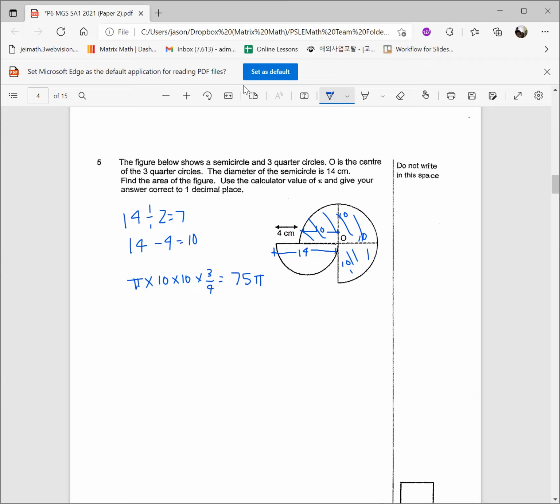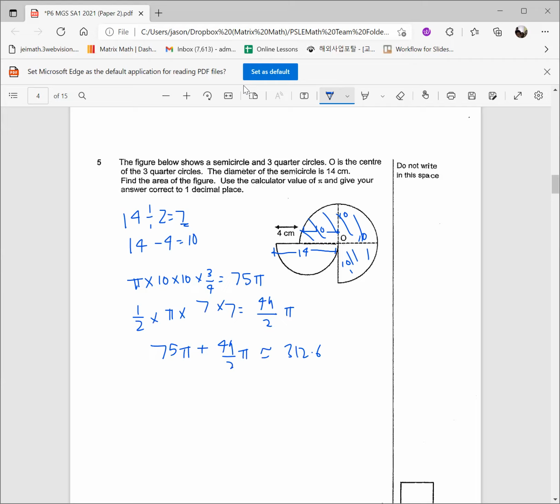Okay, continue. So the semicircle radius will be 7, which is calculated here. So half times pi times 7 times 7, that will give you the area of the semicircle, 49 over 2 pi. And then put together, you get the answer: 75 pi plus 49 over 2 pi. And then you use a calculator to approximate it, you'll get 312.6.